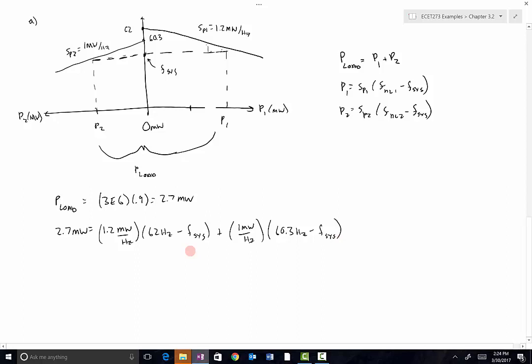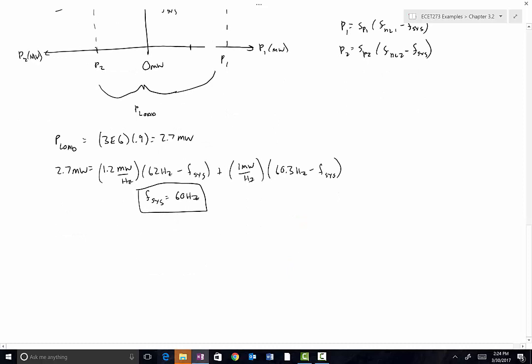So if you do all that math, you get 60 hertz. I encourage you to go through the algebraic steps on your own to confirm that. So we get FSys is equal to 60 hertz. Now we can determine the share of power that the two generators provide. P1 is going to be equal to 1.2 megawatt per hertz times 62 minus 60. So that's 2.4 megawatts. And P2 has to provide the remainder, so that's 2.7 minus 2.4, so it's 0.3 megawatts.